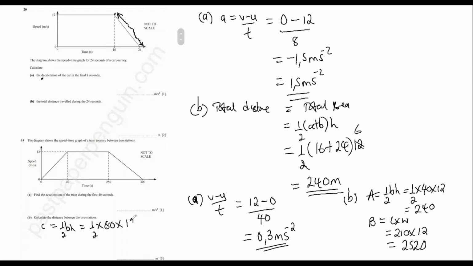Okay, so what do you get now? 300. So that's going to be 300. So the total area will be what? The total area is going to be 3,060, or 300 plus 2,520 plus 240. You get 3,060.